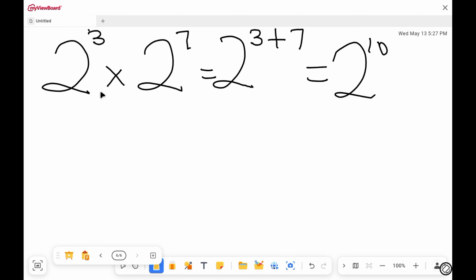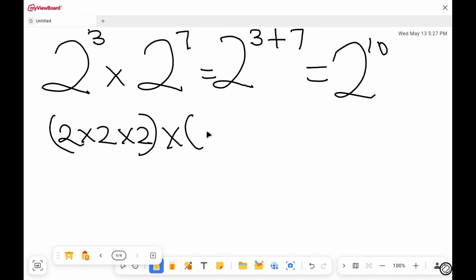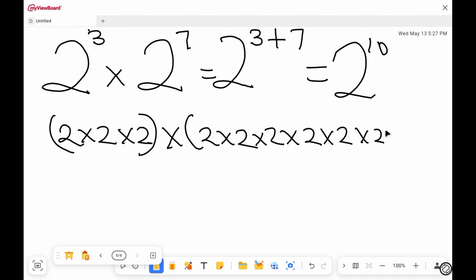If we do it step by step, we still get 2 raised power 10. Let's see. If I have 2 raised power 3, what is that? 2 times 2 times 2, in 3 places. Times 2 raised power 7. What is that? 2 times 2 times 2 in 7 places. That's 2 times 2 times 2 times 2 times 2 times 2 times 2 in 7 places. 1, 2, 3, 4, 5, 6, 7.